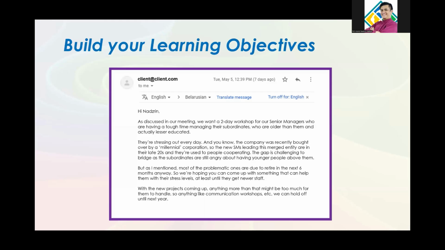So now I want you to come up with learning objectives for a 2-day workshop that fit the requirement. Look at the requirement. Be very careful, yeah? They don't need a communication workshop. They just need a stress management workshop. So I want everyone here to come up with one learning objective. By the end of these 2 days, what will they be able to do?